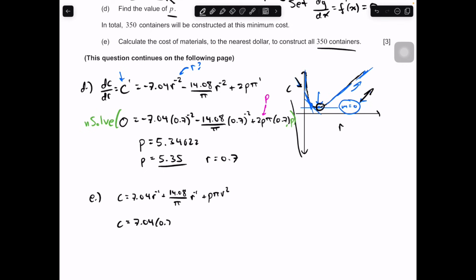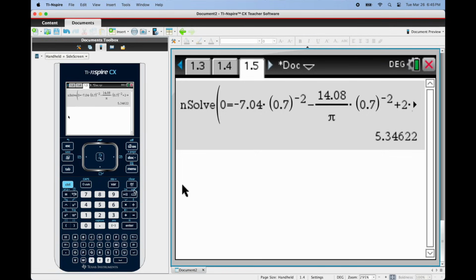7.04 R to the power of negative 1, with R equal to 0.7, plus 14.08 over pi times R, where R is equal to 0.7 once again, plus P, which we found out was 5.35, times pi. This is just inputting the value of 0.7 once again. So we know what P is, we know what R is, we have a cost which relates the cost of one cylinder to the radius, and then if we know P we can just substitute that in. So that would give us the cost of one cylinder. So let's go back to the calculator and work that out.